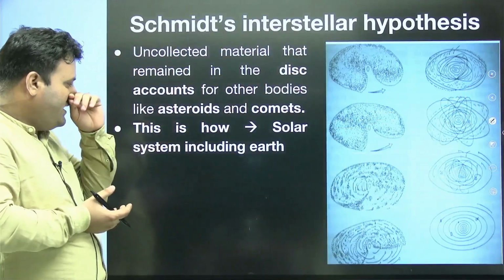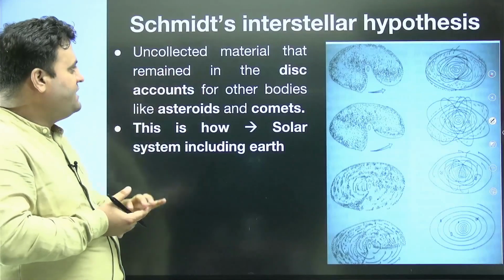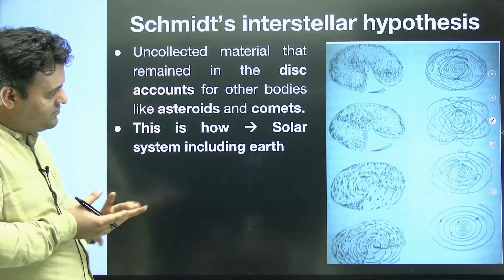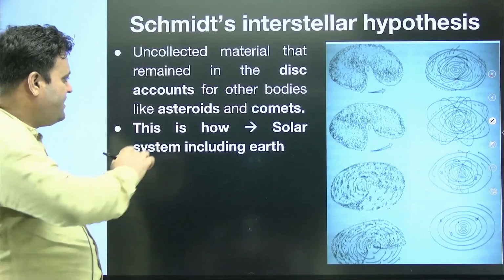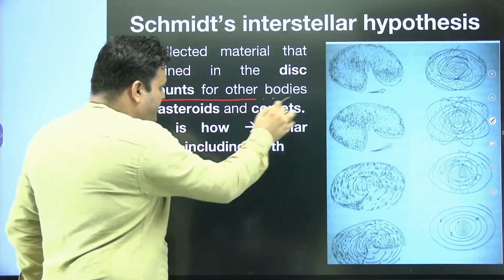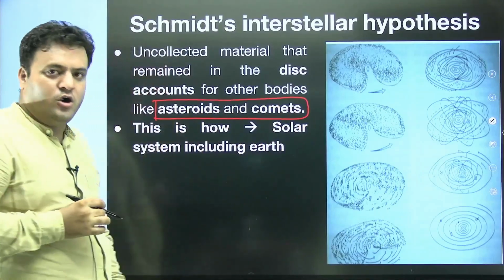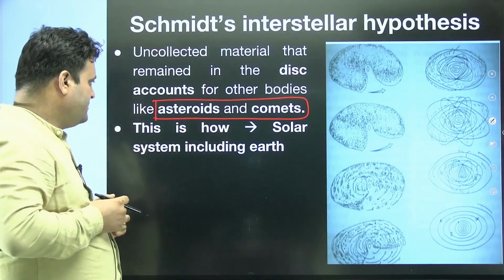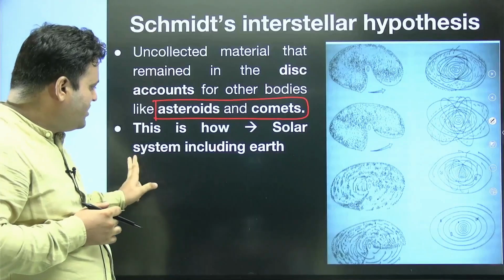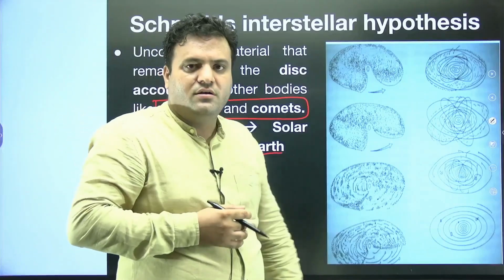Further, the uncollected material, which was not part of this disk shape, ultimately led to the formation of the asteroid belt, comets or Kuiper belts, you can say. You'll have more clarity in some upcoming slides. So this is how the solar system, including Earth, has been formed.